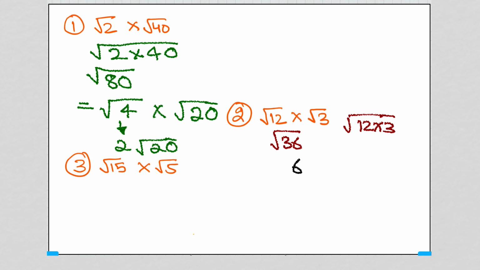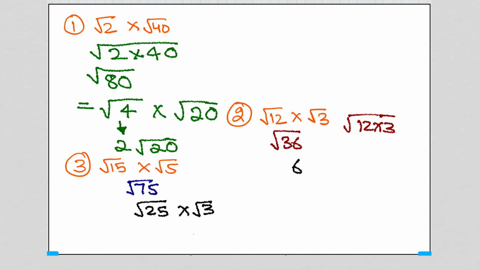Come to the third one. In the third one, what we see, 5 times 15. The 5 times 15 is 75. Now, in the next step, I'm going to split it into two, where one factor should be a square number. Like 75, I can write it as root 25 times root 3. 25 times 3 is 75.